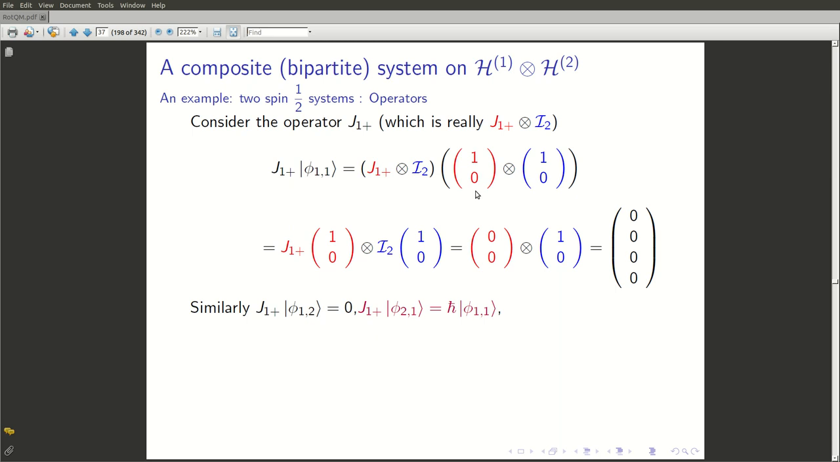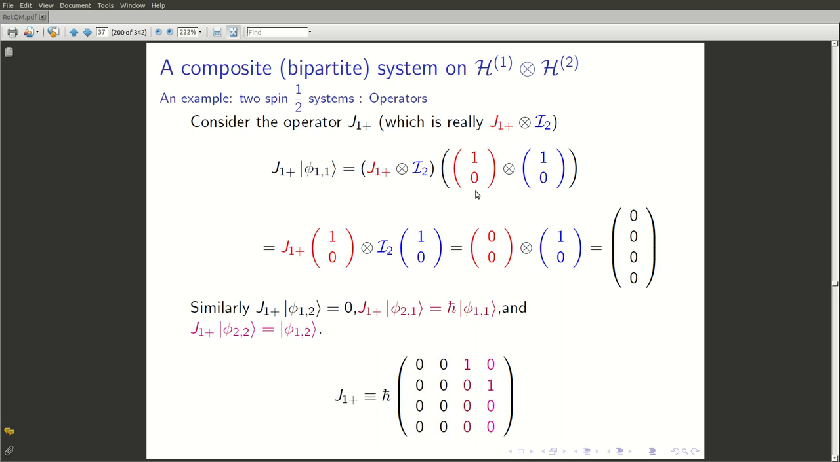Again, very simply, we can show that J1 plus acting on phi 2, 2 is phi 1, 2. Again, pretty easy to see. The phi 2, 2 is the state 2 ⊗ the state 1. The state 2 acted upon by J1 plus becomes state 1. So now you have state 1 ⊗ state 2.